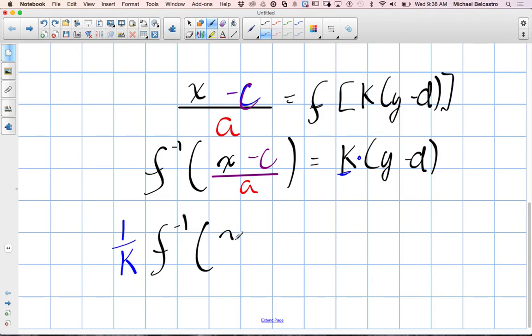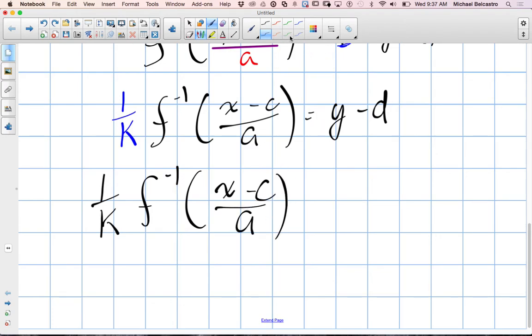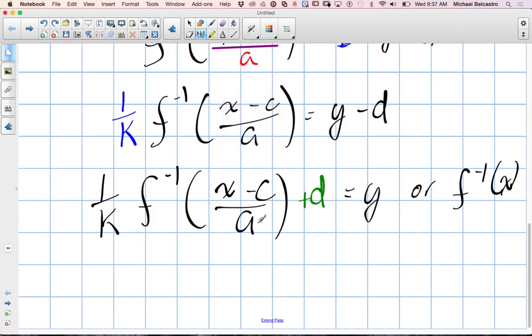So we have that same function, x minus c over a, I'll change all the colors at the end there, is equal to y minus d. And what does that d become? Yeah, it becomes positive. Okay? x minus c over a plus d is now equal to our y, or what's known as the inverse of the function. So, it looks really weird. It's a whole bunch of letters.